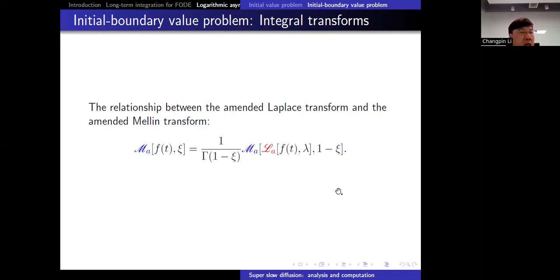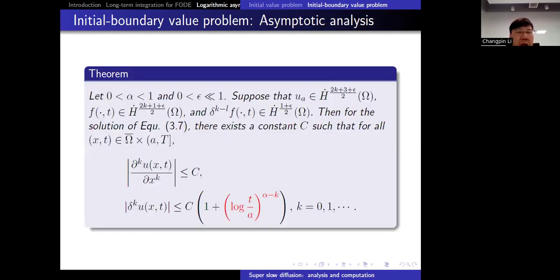Actually, the explicit expression of the solution we get following the theorem. This is the time fractional derivative of order alpha. This is the initial value in this space, and this solution in this space, and the delta derivative of f in this space. Okay, we have the following.